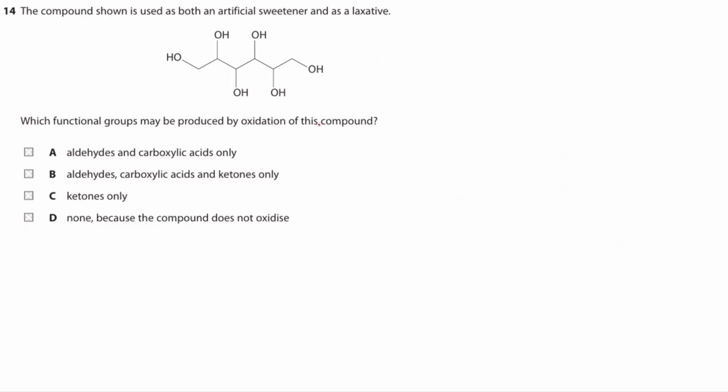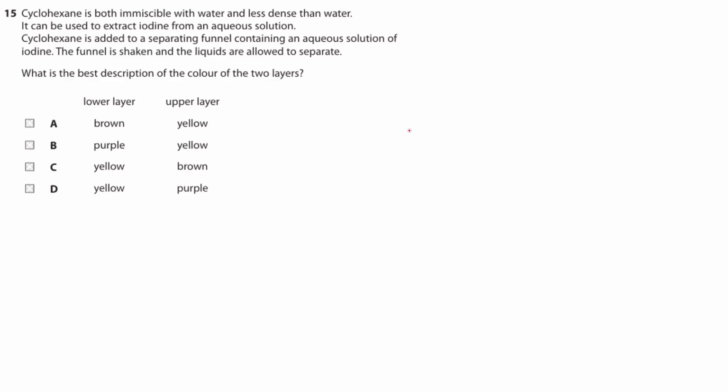Question number 15. Cyclohexane is both immiscible with water and less dense than water. Okay. It can be used to extract iodine from an aqueous solution. Cyclohexane is added to a separating funnel containing an aqueous solution of iodine. The funnel is shaken and the liquids are allowed to separate.